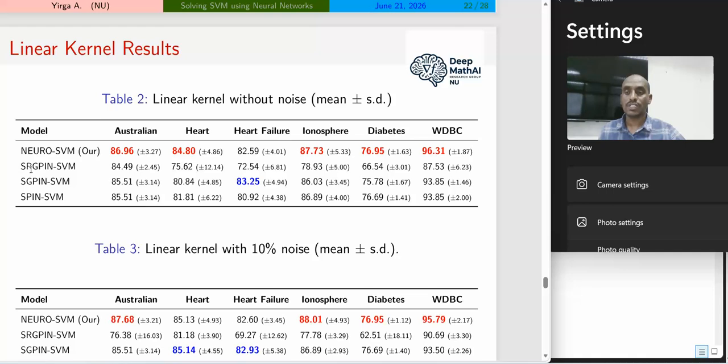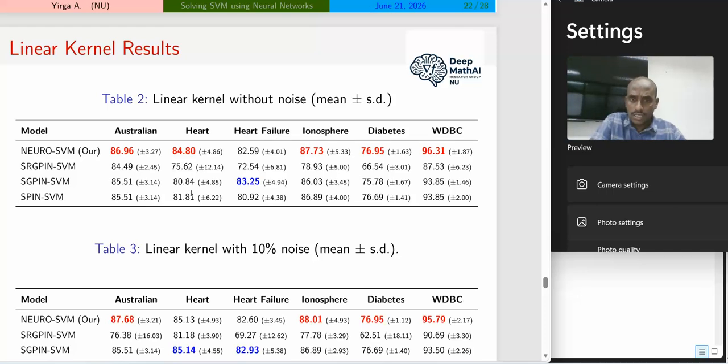This one is the smooth rescaled, the second one is only the smooth, and the third one is the standard pinball loss. As I told you previously, the experiments were performed against 3 performance metrics: accuracy, MCC, and the F1 score. But for the sake of visualization, I brought only the accuracy here. The results for the MCC and the F1 score are similar to this one.